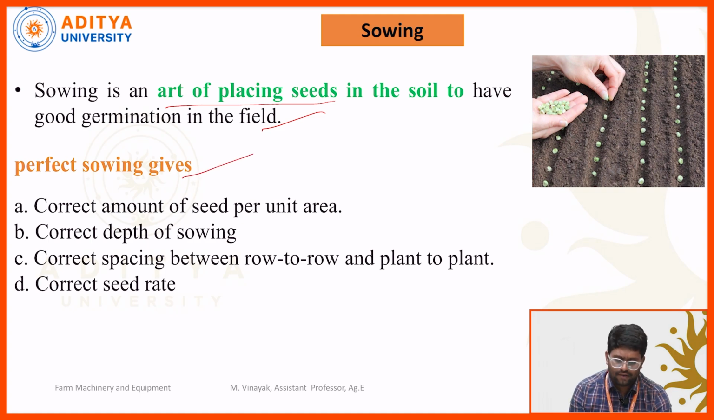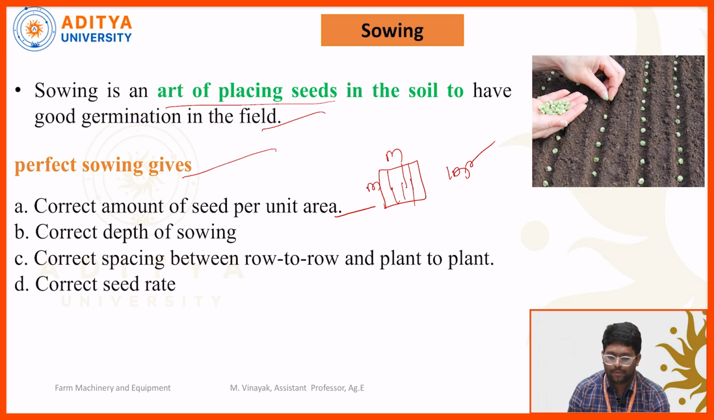So for perfect sowing, these are the parameters. Correct amount of seed per unit area. Suppose we take a 1 square meter area; in this 1 square meter area, how much seed is required? The correct amount of seed per unit area should be followed.